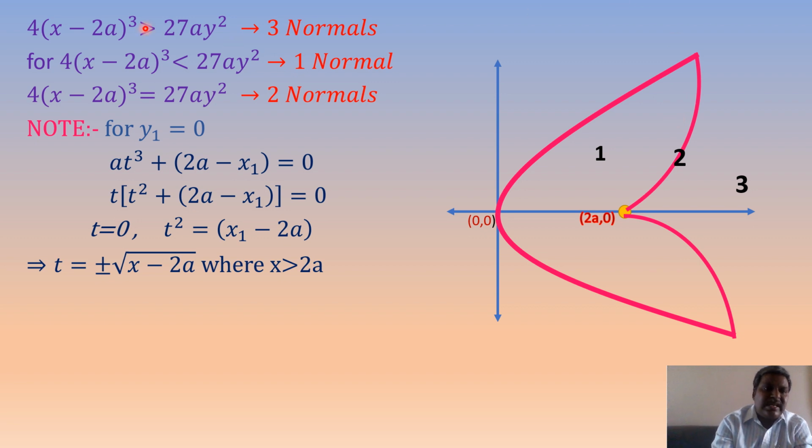That is 4 into (x minus 2a) whole cube greater than 27ay square for three normals, less than for one normal, and equal for two normals. So you must apply this condition; x1 greater than 2a alone is not enough. That is only enough when your point x1, y1 lies on the axis of the parabola y square is equal to 4ax. Okay. Now let us see the general concept.